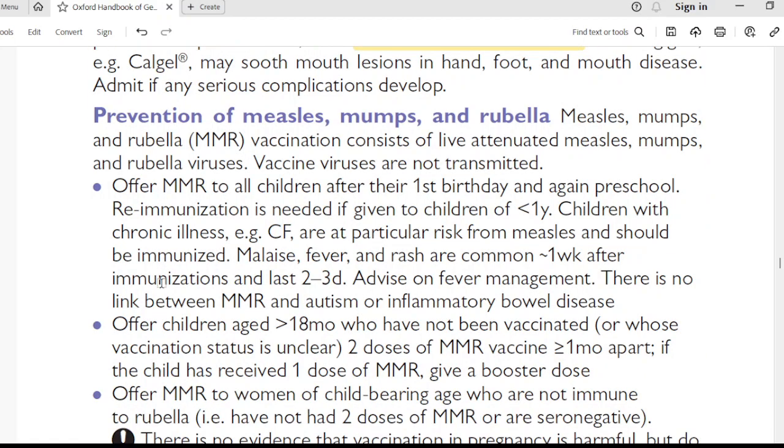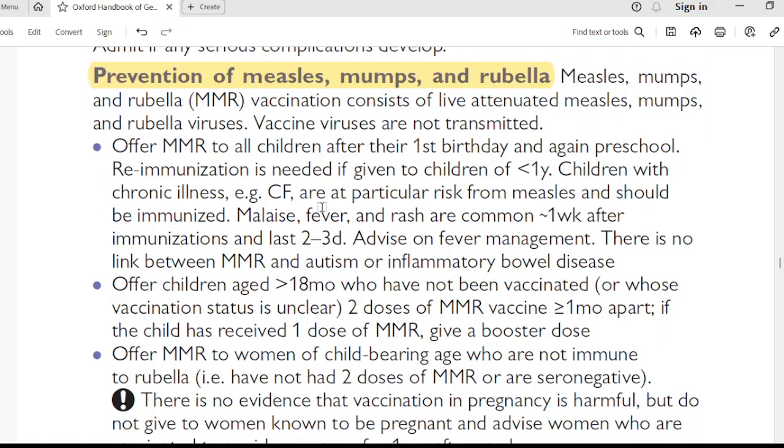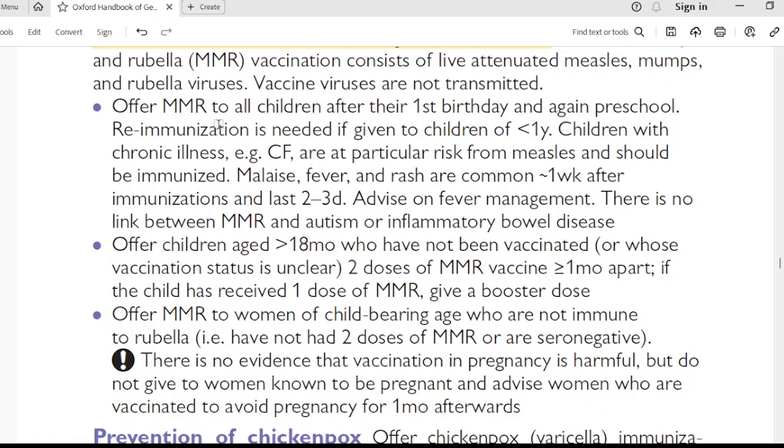Measles, mumps, rubella vaccine consists of live attenuated measles, mumps and rubella viruses. Vaccine viruses are not transmitted. Offer MMR to all children after their first birthday and again at preschool. Reimmunization is needed if given to children less than 1 year. Children with chronic illnesses, for example cystic fibrosis, are at particular risk from measles and should be immunized. Malaise, fever and rash are common 1 week after immunization and last 2 to 3 days. So there can be malaise, fever or rash. Advise on fever management. There is no link between MMR and autism or inflammatory bowel disease.